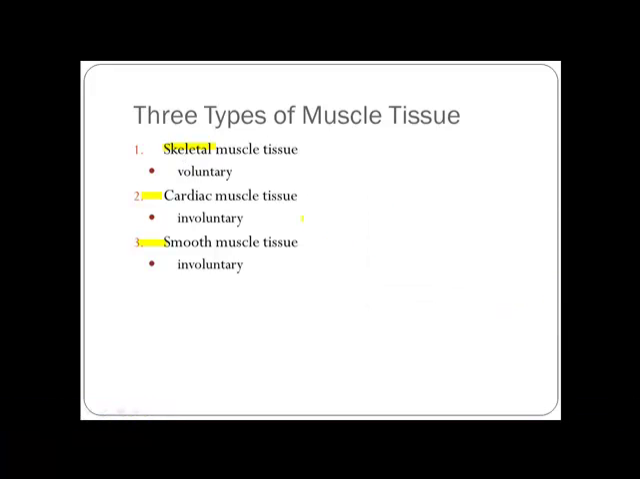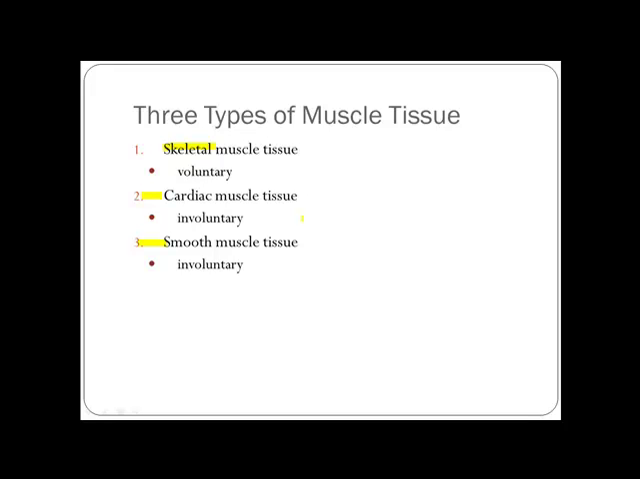I cannot tell my heart I want you to beat faster or beat slower. It's just not possible. But you could do activities to cause your heart rate to raise. You just can't think of it and change it on your own, or tell your heart you want it to stop beating for 5 seconds or something like that.